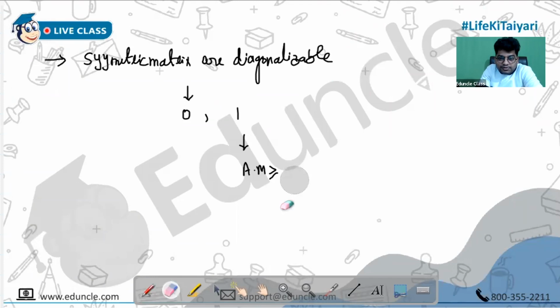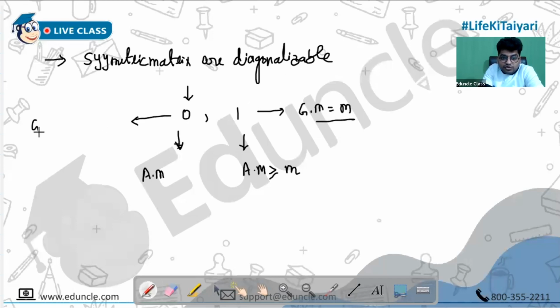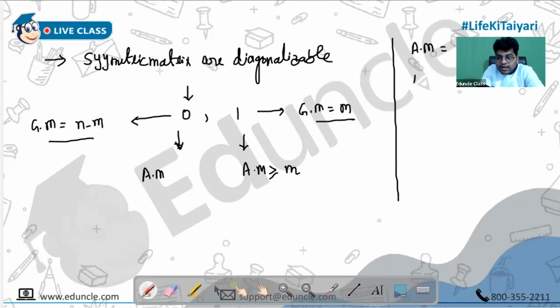that is, the algebraic multiplicity is greater than or equal to m. And what is the algebraic multiplicity of this? Basically, if the geometric multiplicity of this is m, then the geometric multiplicity of 0 is n minus m. Why? Because we know that the sum of algebraic multiplicities, whatever they are, will be n. You know this, right?